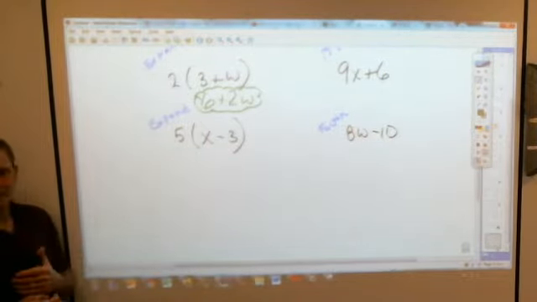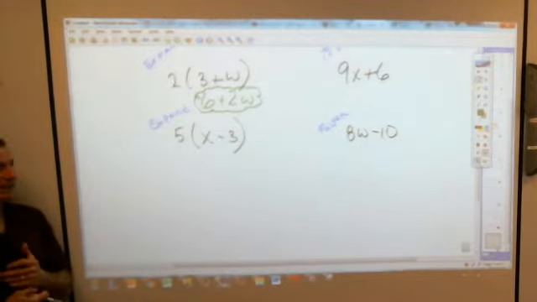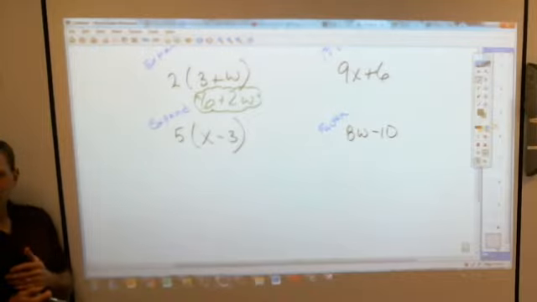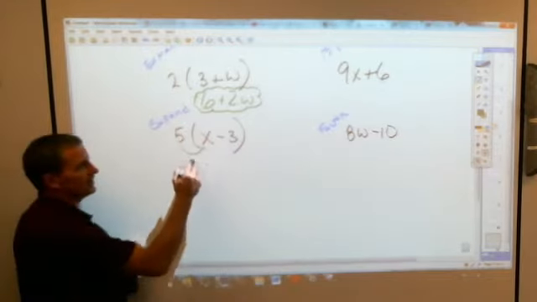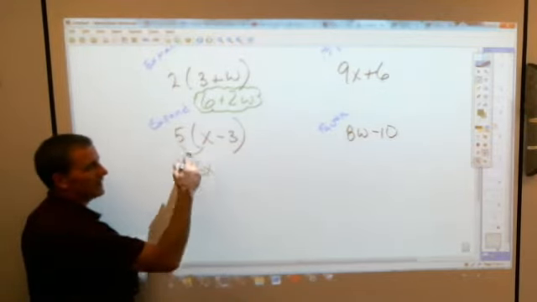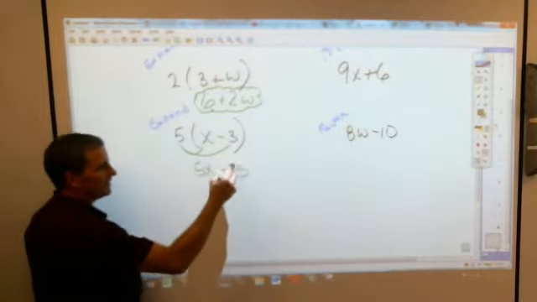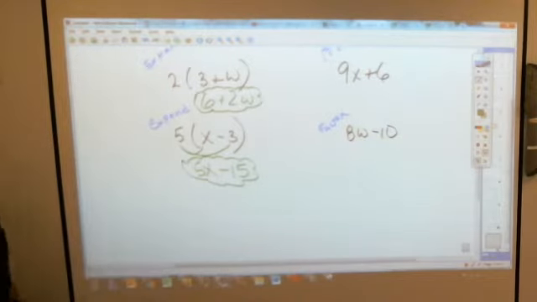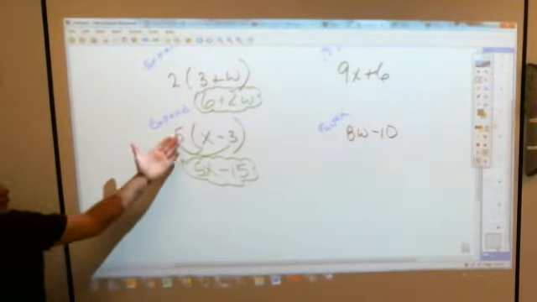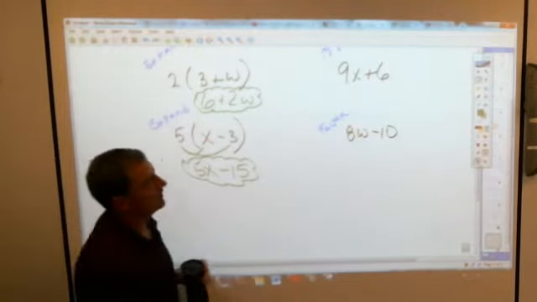The next one, 5 times x minus 3. Shannon. Did you multiply? This is distributive property. Yes, this is 5x. Then it's 5 times that 3, which is 15. It's 5x minus 15. Now you can see where I'm going. You have to distribute it out. That's why it's called the distributive property.